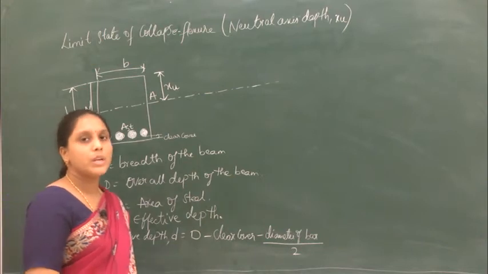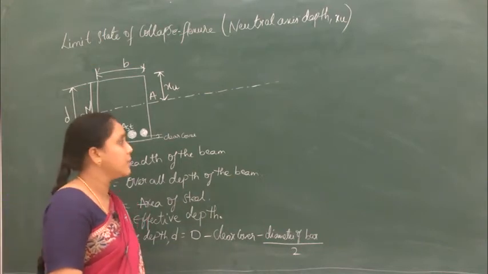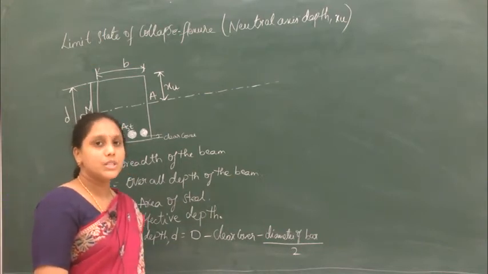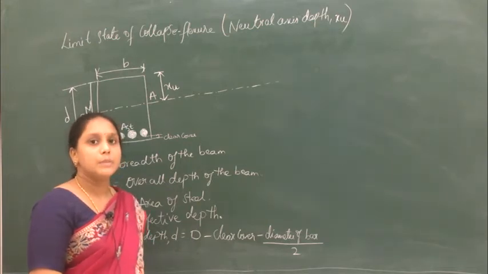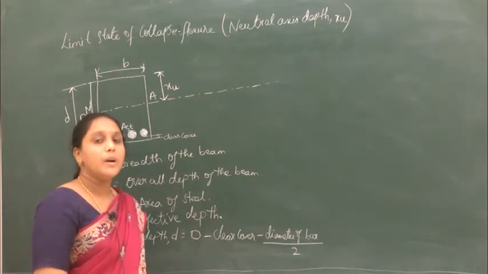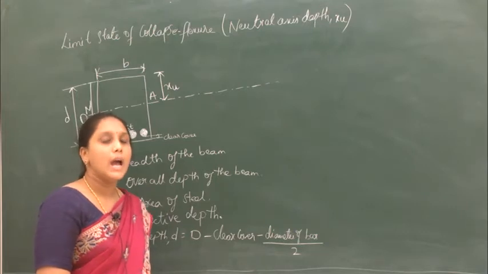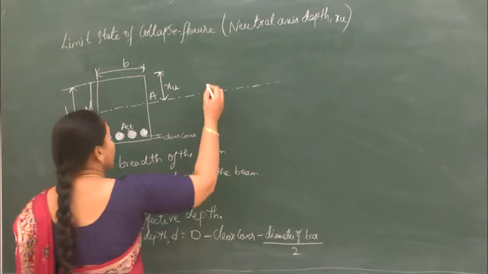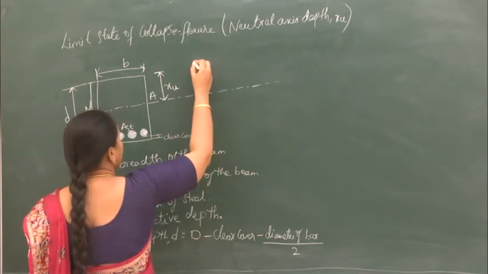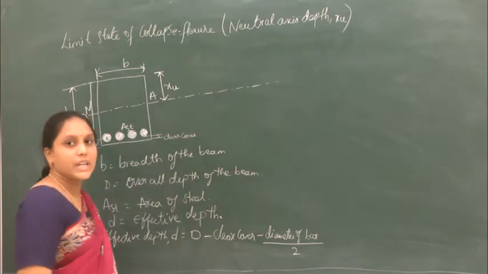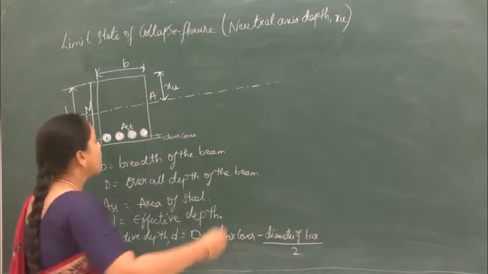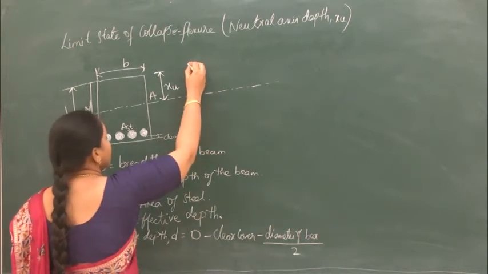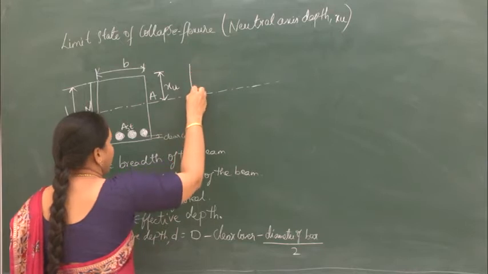If you remember the assumptions which you have learned previously, what is the first assumption? The assumption is that plane sections remain plane before and after bending. What does that mean? That means that the strain variation is linear. Okay. So first let us draw the strain profile.